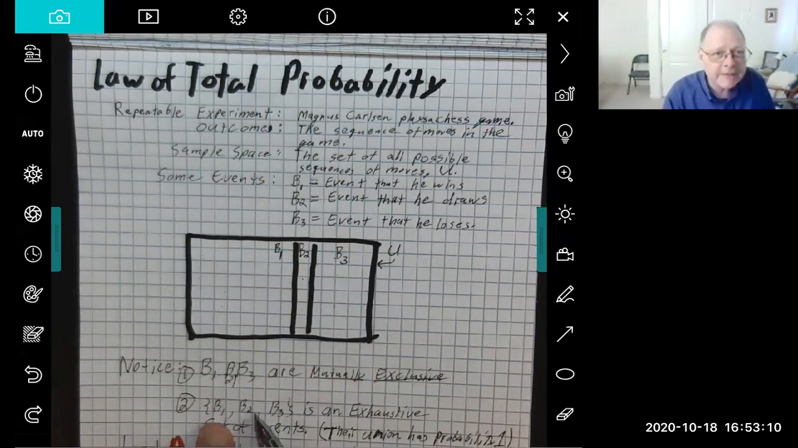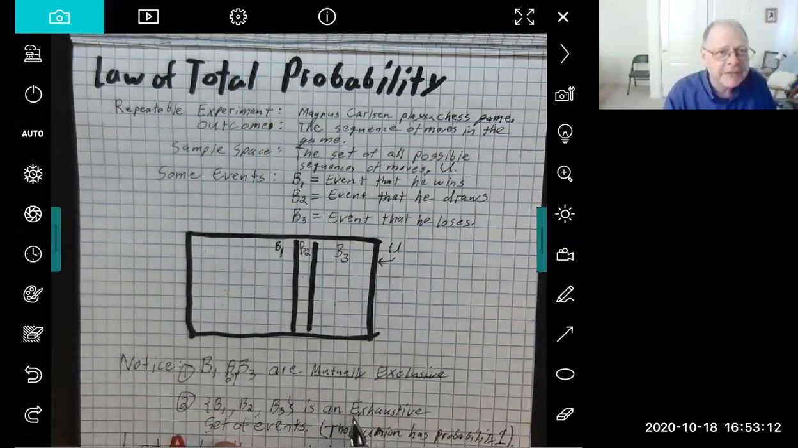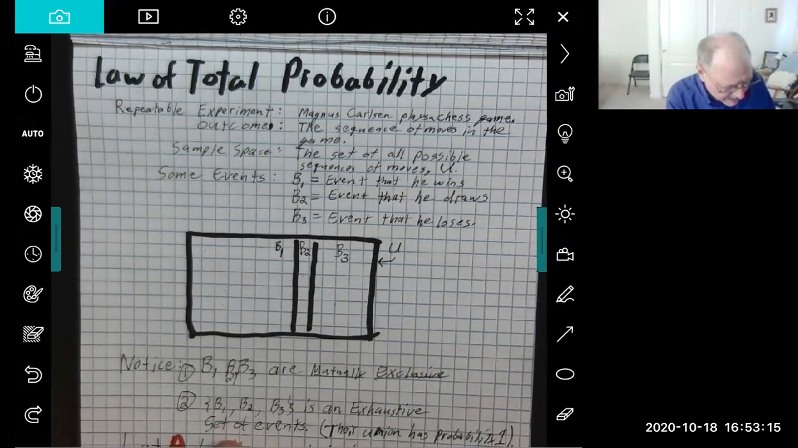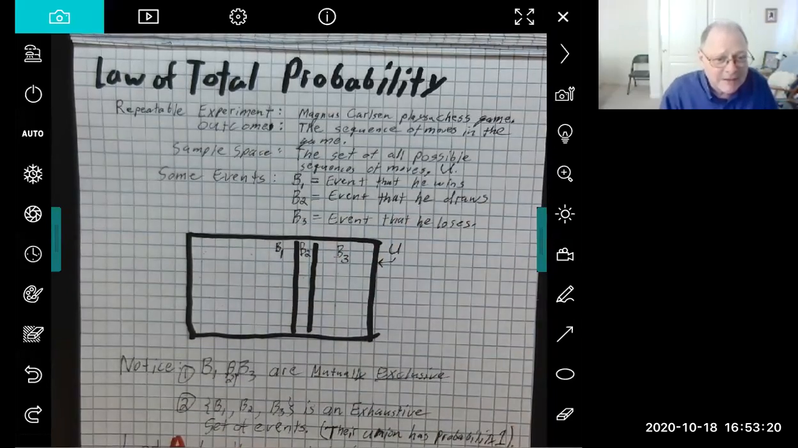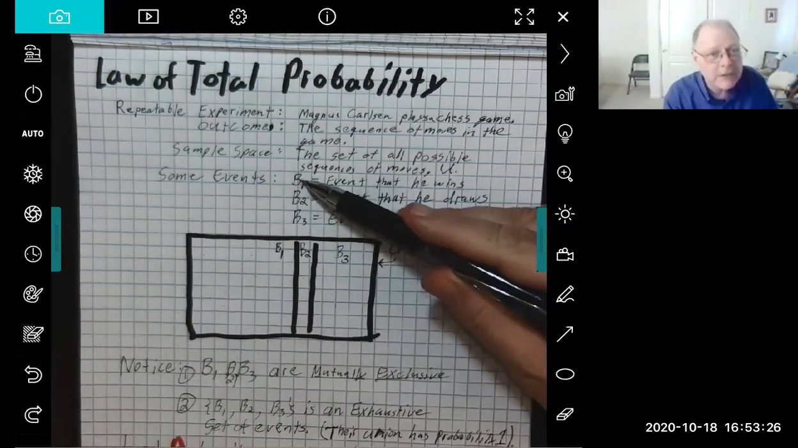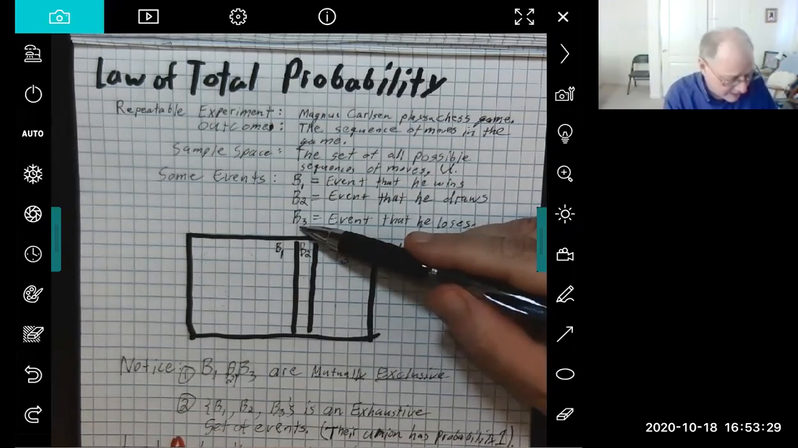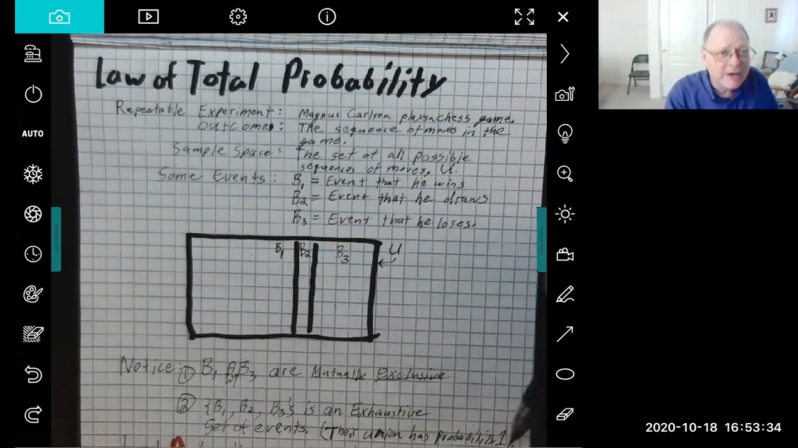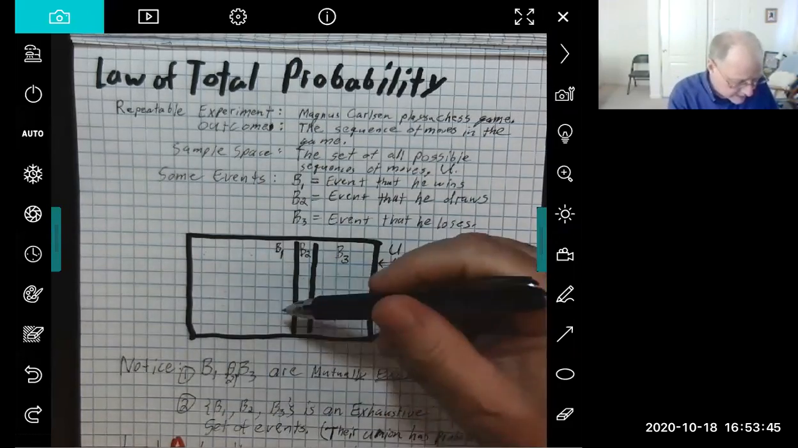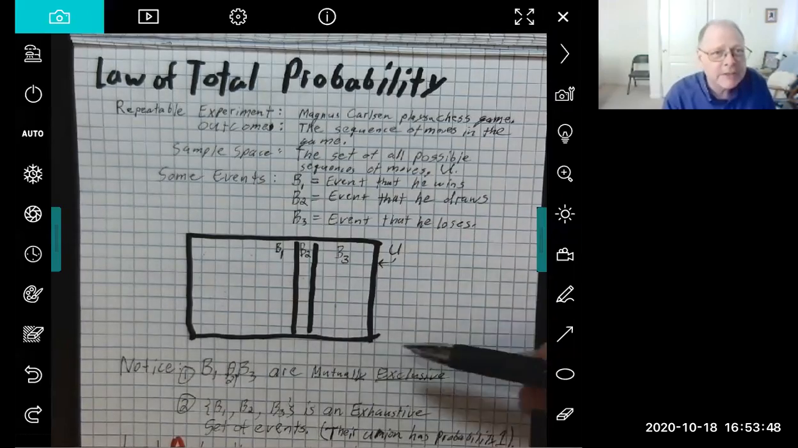And then this set of 3 events here is an exhaustive set, meaning that every outcome will be classified as either a win or a loss or a draw. There's not anything left over. So the probability of the union of these 3 events, the probability that one or the other happens, is 1 or 100%. So a set is called exhaustive if the probability of their union is 100%. And these 3 events are mutually exclusive and exhaustive.